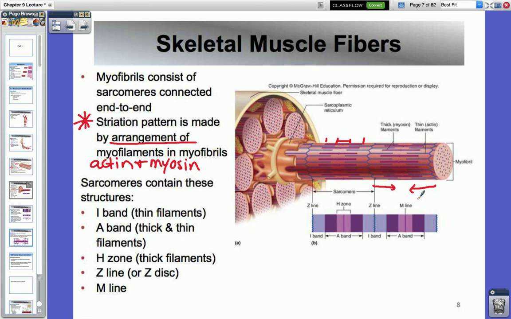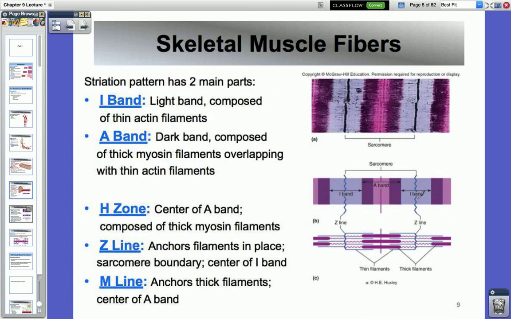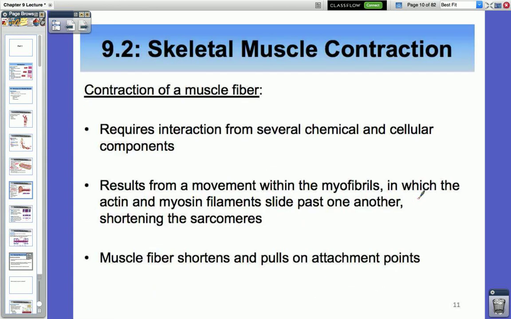And that is why, for instance, if a person decides to flex their bicep, the muscle gets shorter. It doesn't get longer. So when a person is trying to flex or trying to contract a muscle, the muscle gets shorter because the sarcomeres are getting shorter. So that's basically what this slide here is talking about.